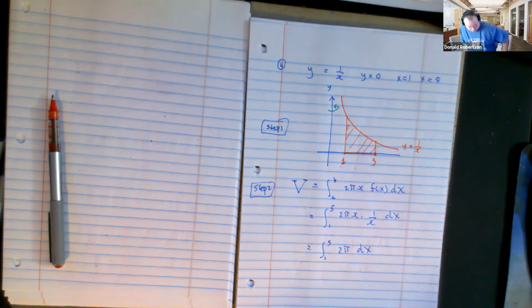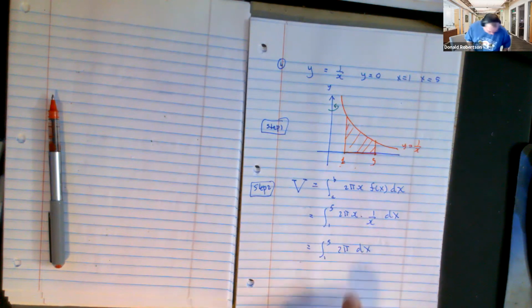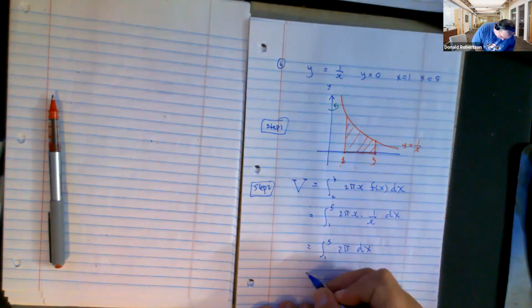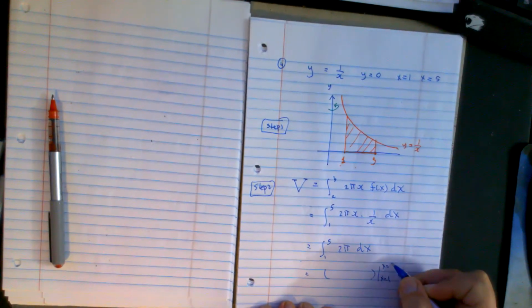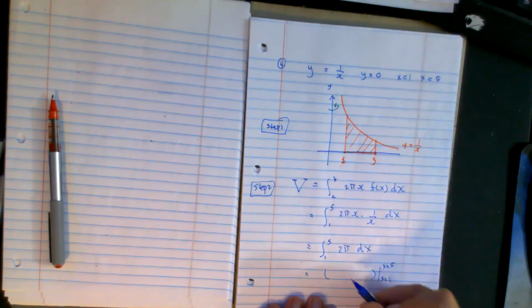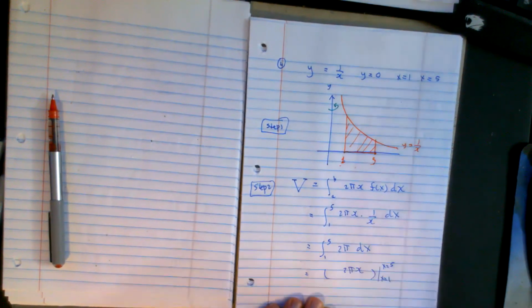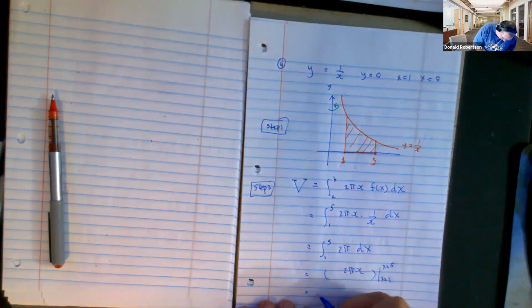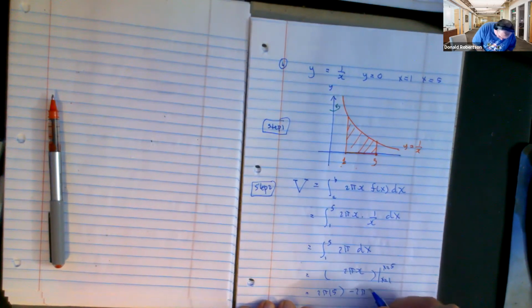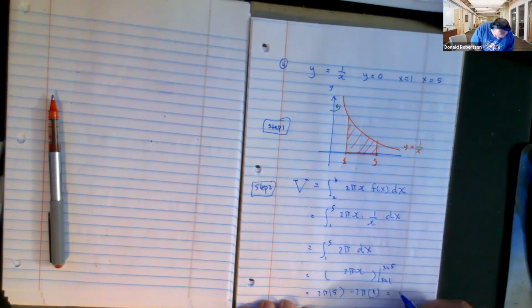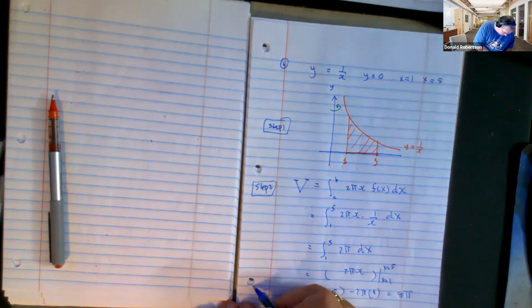What's the antiderivative of 2 pi? Two pi x. Yeah. Okay, plug in 5, plug in 1. 2 pi times 5, take away 2 pi times 1. 10 take away 2, 8 pi. And that's step 3. It's the end of it.